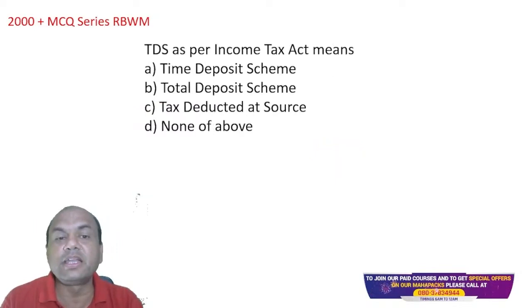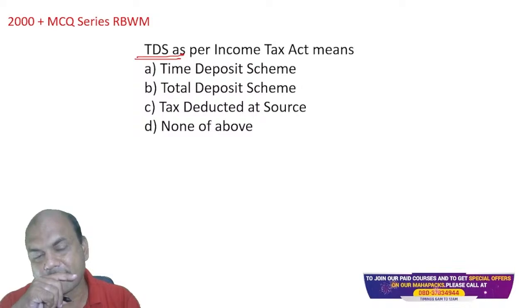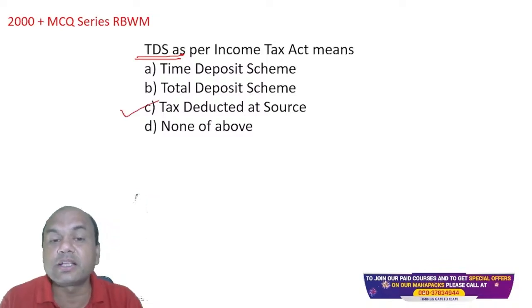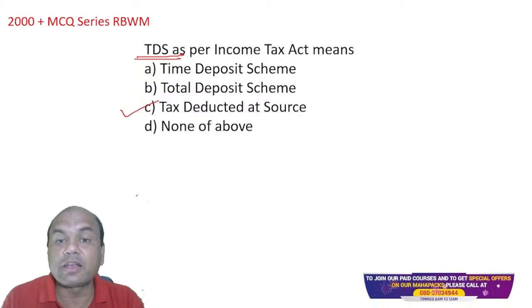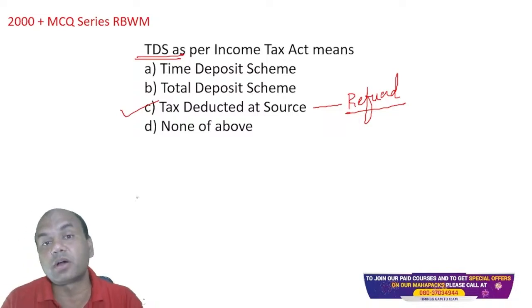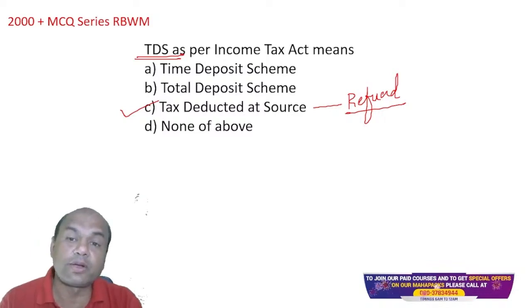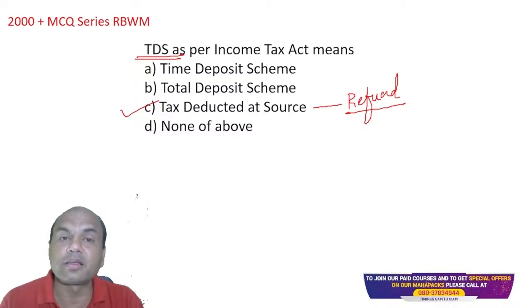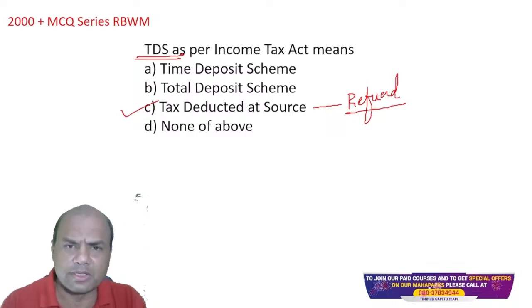TDS as per income tax. What is TDS? Time deposit scheme, total deposit scheme, tax deducted at source, and none of the above. TDS means tax deducted at source. This is the advance tax which is paid by you and me, and we get a refund of this, right? How many of you file the income tax returns? No, I'm not talking of Form 16. I'm talking of income tax returns. If you are filing the income tax returns, you will definitely get a refund. But if you are not filing, you are losing that money, because whatever TDS is deducted, you should get the refund if your income level is below the taxable limit.